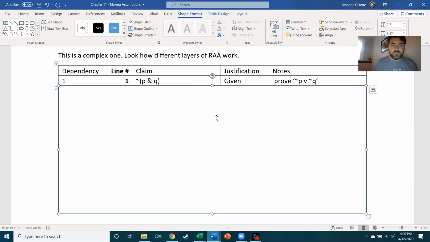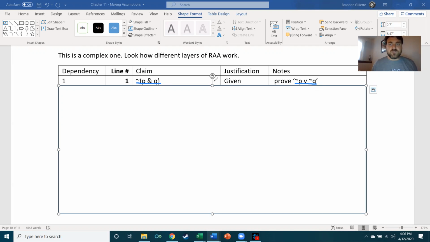The rule that if you have not (P and Q), that is, not both, let's try that again. If you have not both, you can prove that not one or not the other, right?